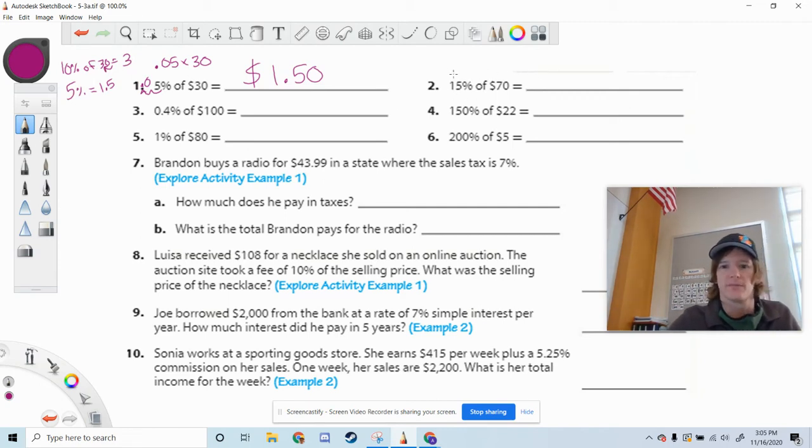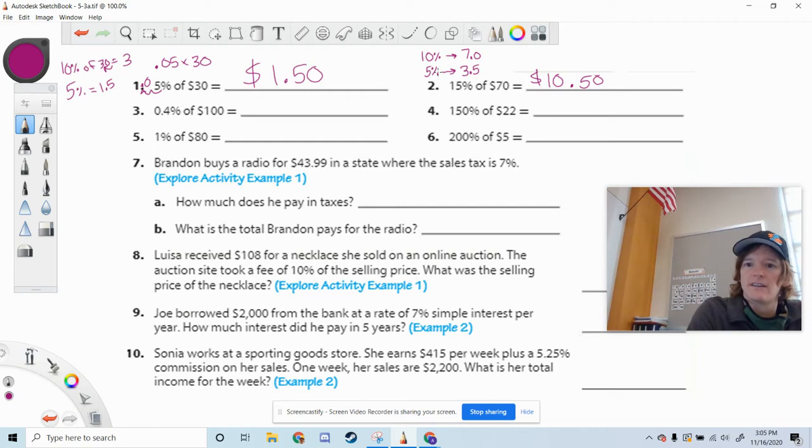Number 2 over here, if we're going to do 15%, well, that's just a combination of 10% and 5%. So 10% of 70 is 7. 5% then is half of 7, so it'll be 3.5. And when you add these together, you get $10.50. But we can check our work. We'll do 0.15. That's what that is as a decimal. 0.15 times 70 is $10.50.